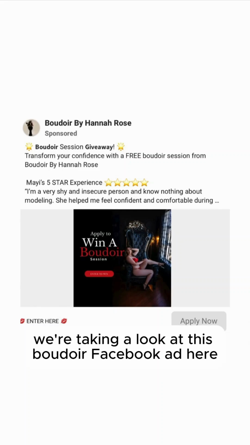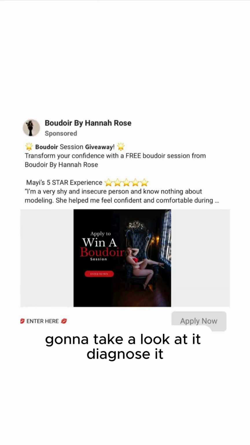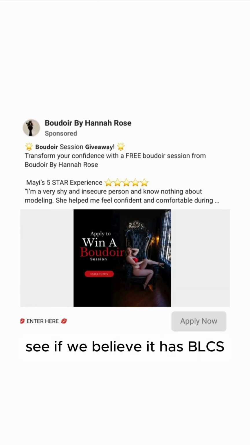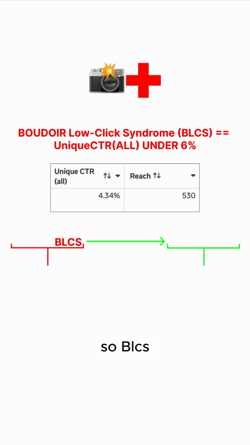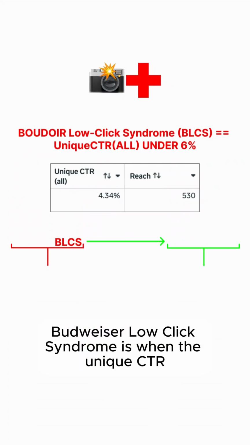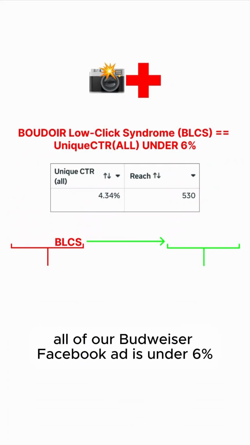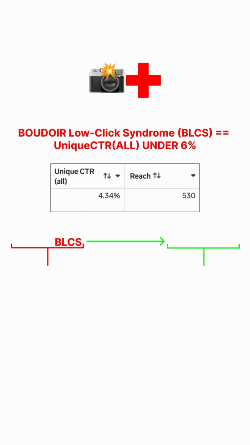All right, y'all, we're taking a look at this Boudoir Facebook ad here. Going to take a look at it, diagnose it, see if we believe it has BLCS, aka Boudoir low click syndrome. So BLCS, Boudoir low click syndrome, is when the unique CTR on our Boudoir Facebook ad is under 6%.